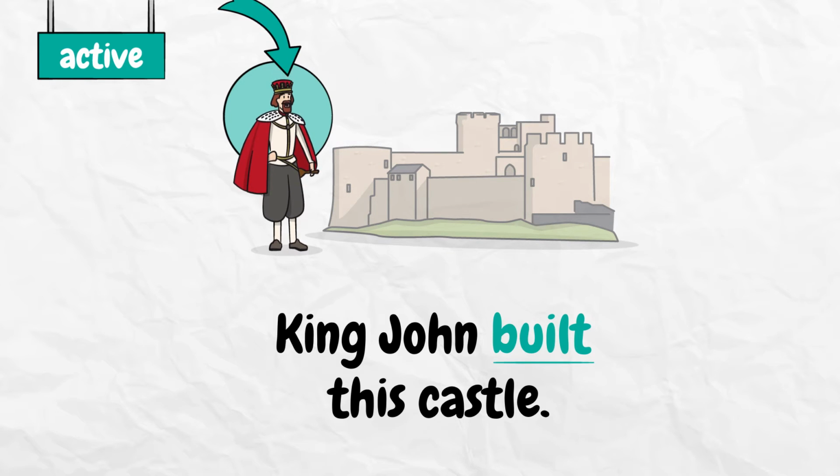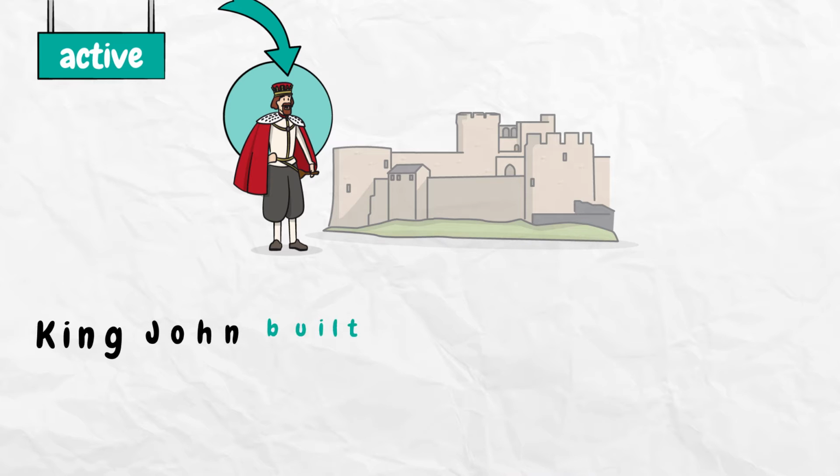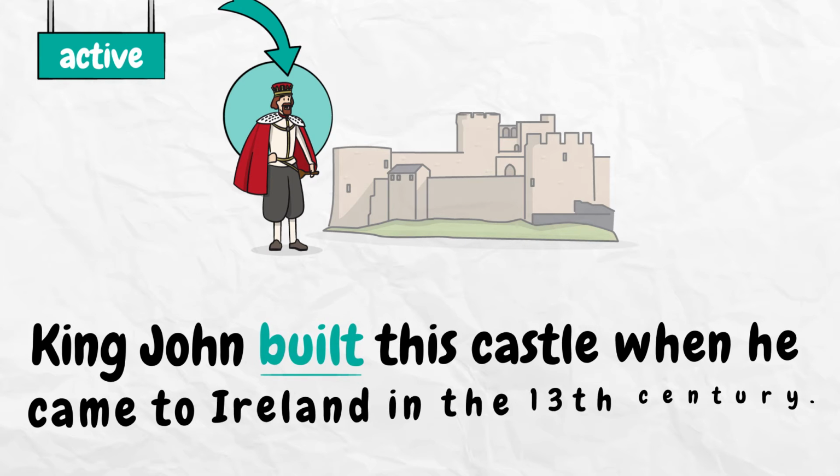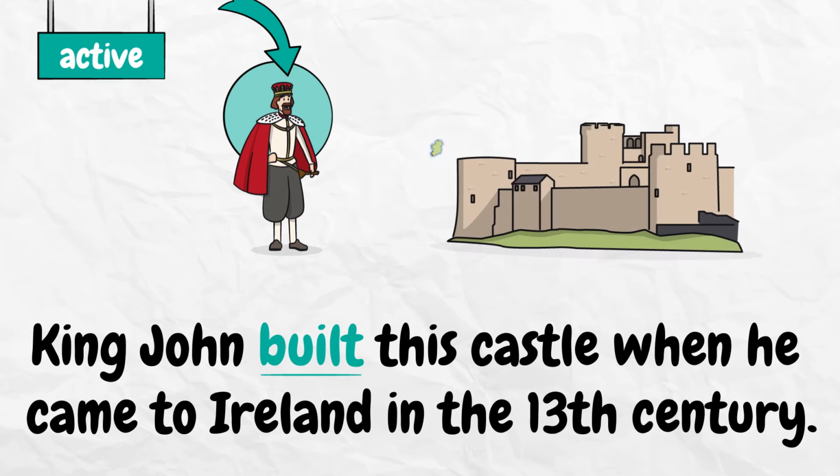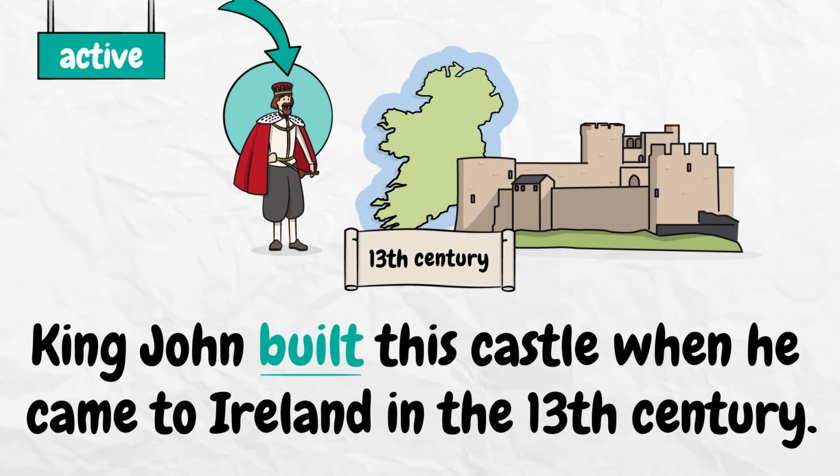Me, me, me. I am the main idea. For example, we could say, King John built this castle when he came to Ireland in the 13th century. I did so many things. We are telling the story of what King John did.